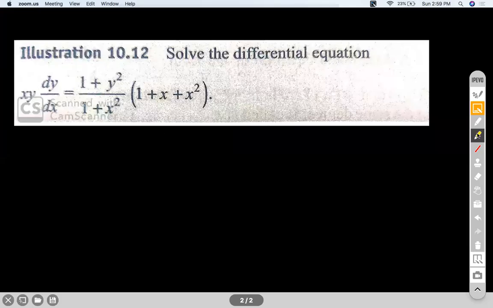All right, now let's look into the next problem here, again on variable separable form. So here we have a question: xy dy by dx is equal to (1 plus y square) by (1 plus x square) times (1 plus x square). I would request you all to pause the video and try it yourself.